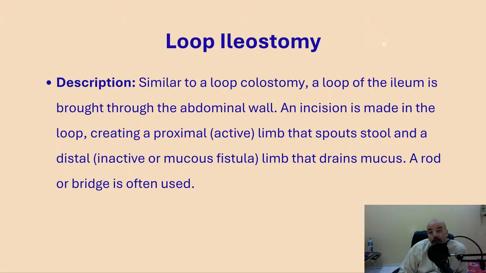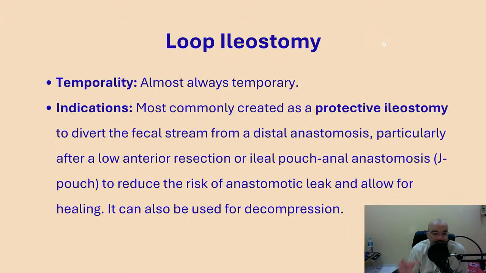The loop ileostomy is similar to what we discussed in the loop colostomy, but with the ileum in this case instead of the colon. An incision is made and we end up with two openings, an inactive or mucus one and a posterior active one, from which the effluent will come outside. Between them, usually a rod or a bridge is placed. Mostly, the loop ileostomy will be temporary, and again this can be used as a protective ileostomy.